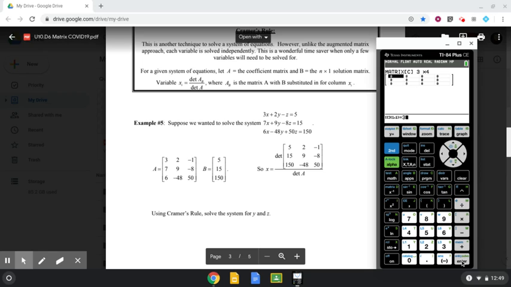3, 2, negative 1, 5, 7, 9, negative 8, 15, 6, negative 48, 50, and 150.